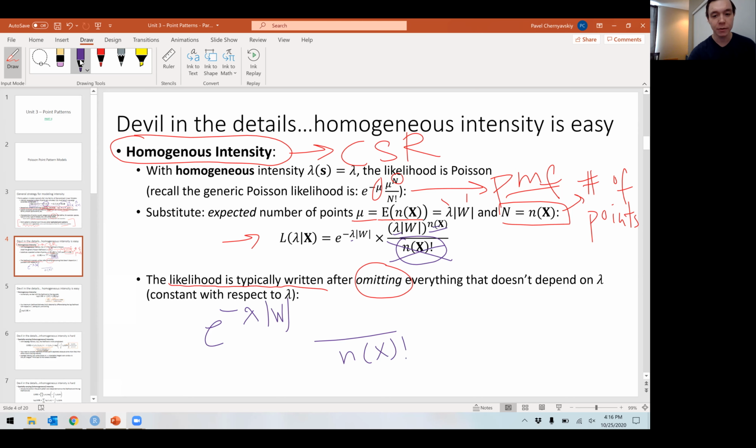I'm going to distribute the power to be lambda to the n number of points, and then the area of our observation window to the number of points. And this is all multiplication, right, guys? This is all multiplication. We can multiply things in whatever order we want. And then division, we can multiply and divide in whatever order we want. There's no addition or subtraction to worry about.